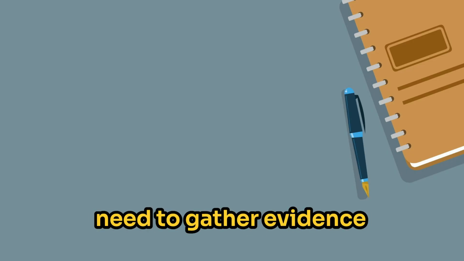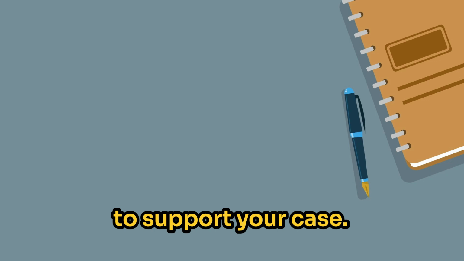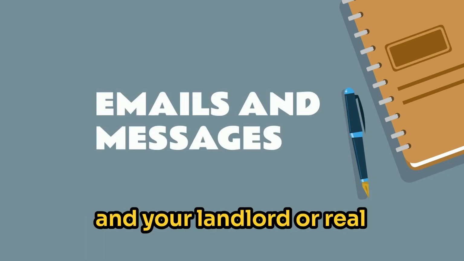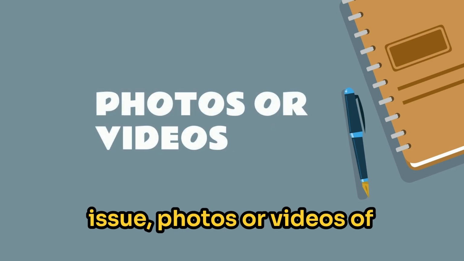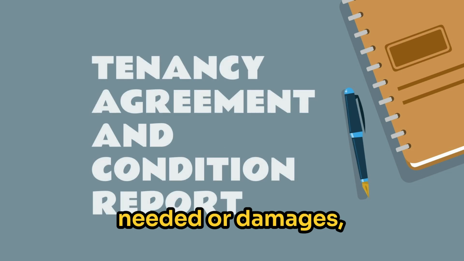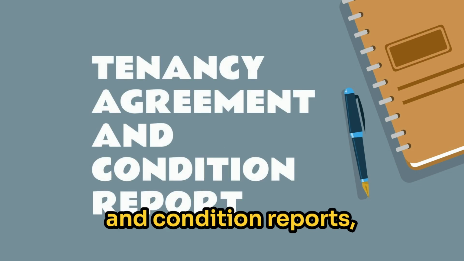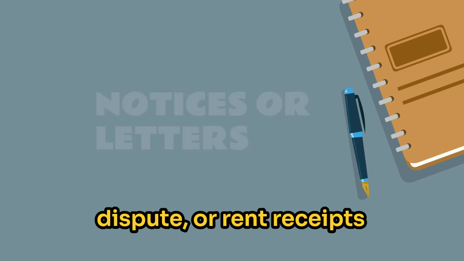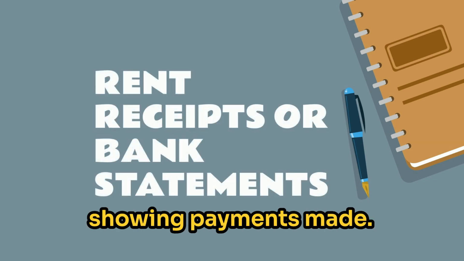Once you've applied, you need to gather evidence to support your case. This might include emails or messages between you and your landlord or real estate agent about the issue, photos or videos of the property like repairs needed or damages, tenancy agreements and condition reports, copies of notices or letters related to the dispute, or rent receipts or bank statements showing payments made.